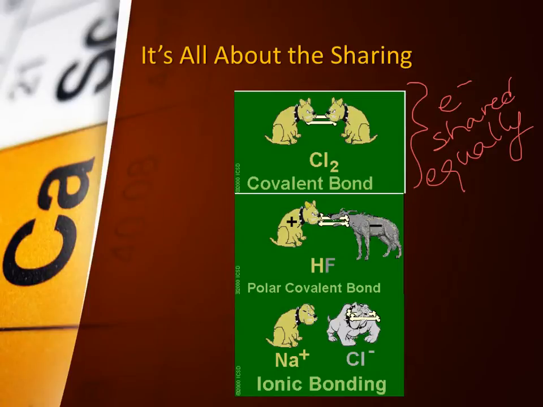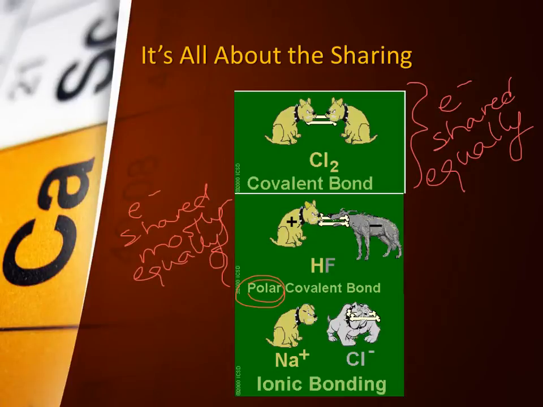We have a branch of covalent bond called a polar covalent bond, and that's for bonds that are close to being ionic, but they aren't quite ionic. And so the electrons are shared mostly equally, we'll say. The electrons spend a little bit more time with the atom that wants them more, so it's close to equal but not quite.